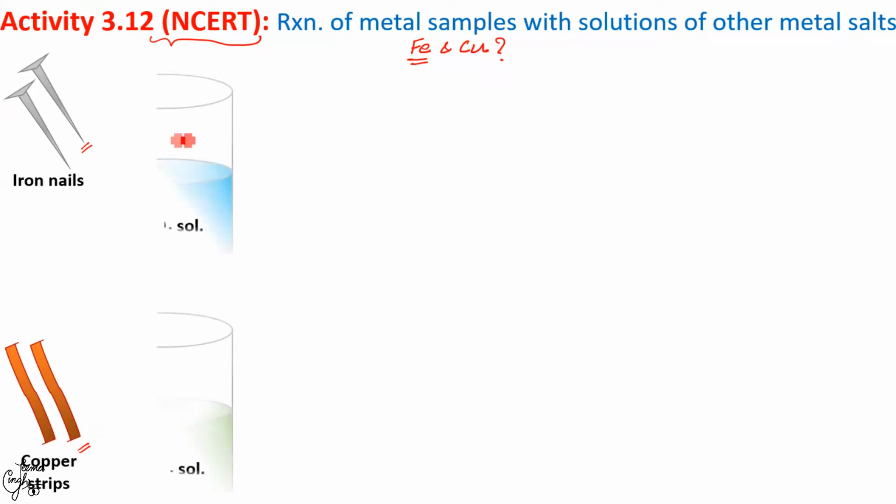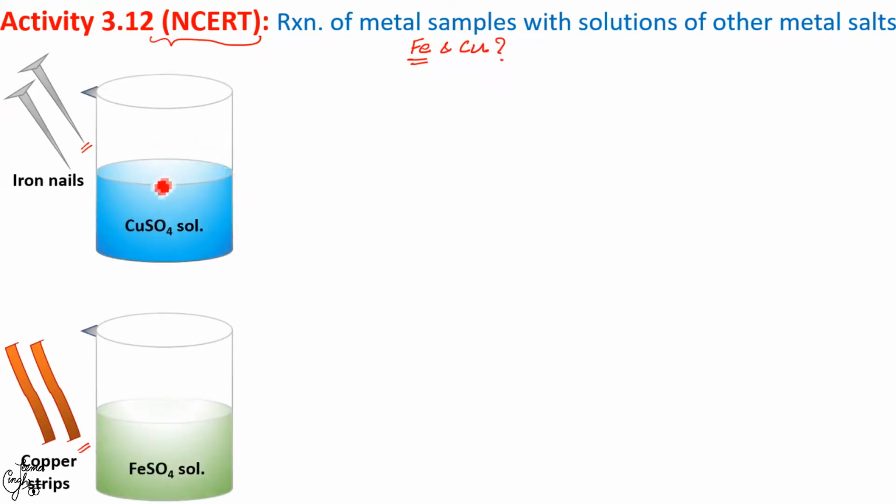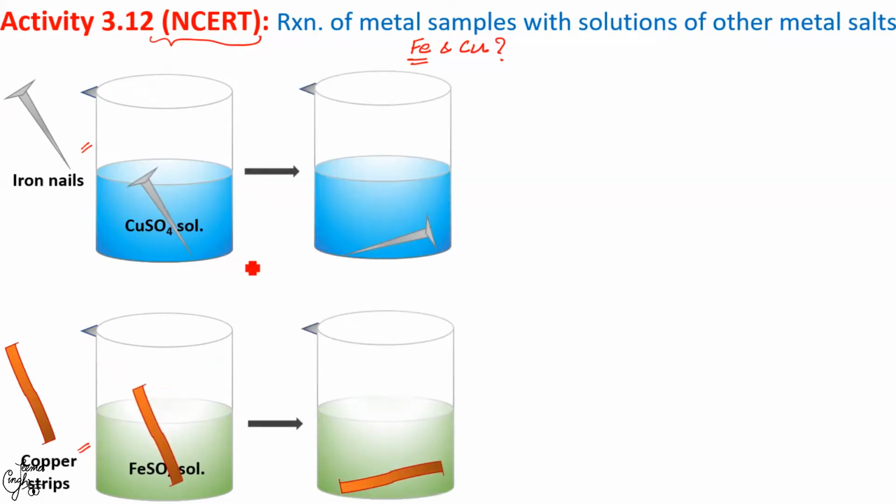Now dip the iron nail in the aqueous solution of copper sulfate and the copper wire in the aqueous solution of iron sulfate respectively, as shown here. You can see in this figure that copper sulfate is light blue in color, whereas iron sulfate is light green or apple green in color. Thereafter, leave both the setups undisturbed for some time, let us say 20 minutes. What will you observe?